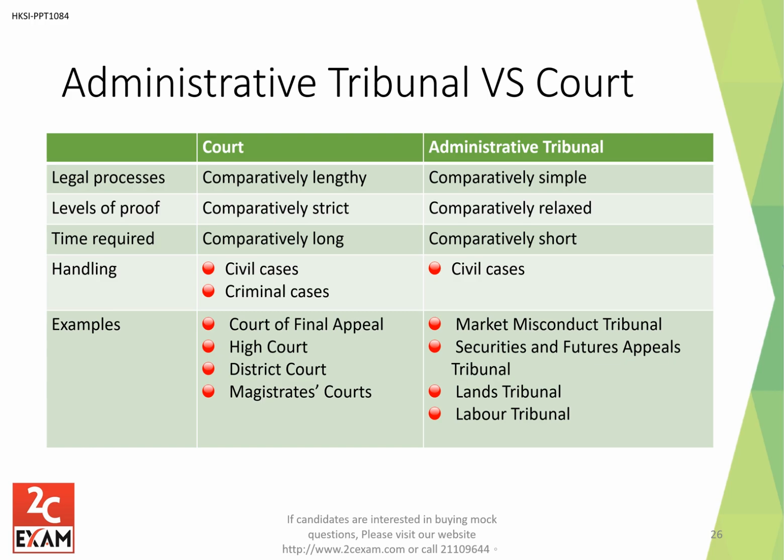Both handle cases differently, with the administrative tribunals only handling civil cases, while the courts handle both civil and criminal cases. Are there some examples? The courts include the Court of Final Appeal, the High Court, the District Court, the Magistrates' Courts, etc., while the administrative tribunals include the Market Misconduct Tribunal, the Securities and Futures Appeals Tribunal, the Lands Tribunal, the Labor Tribunal, etc. Based on the above differences, the administrative tribunals are not courts and are not within the court structure. The entire legal process is simpler and faster than the court.